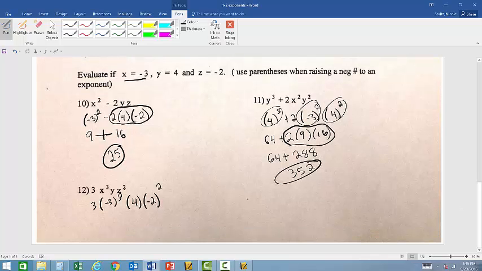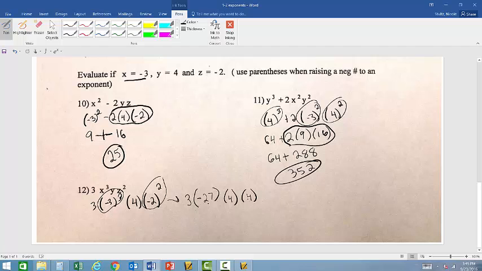And for our last problem, we're going to change our exponents first. We're going to do this over here. I'm going to keep the 3, but negative 3 to the third, now that's an odd exponent, so it's going to stay negative. 3 to the third is 27, so it's negative 27. We're going to keep the 4. We're going to change negative 2 squared. That's an even exponent, so it's going to be a positive 4.